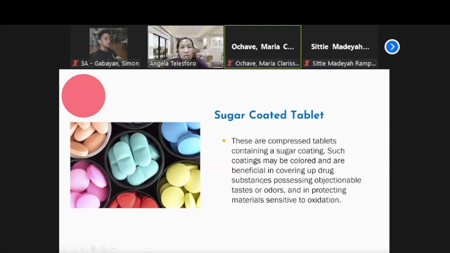Okay. So your Enervon tablet, since we all know that it is made up of vitamins and minerals, and we all know that vitamins are very sensitive to oxidation, right? So we have to coat them, no? Yan, and all those other reasons you have mentioned, but specifically kasi nga vitamins siya.